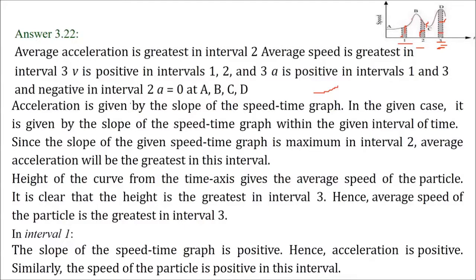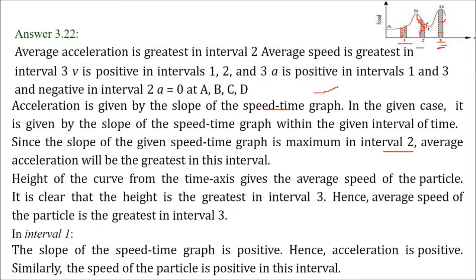First, let me tell you the background. Acceleration is given by the slope of the speed-time graph within a given interval of time. That is how I told you these signs. The slope of the given speed-time graph is maximum in interval 2, because this is the slope we are talking about. In 2, you are getting the maximum slope, so the average acceleration will be greatest in this interval.